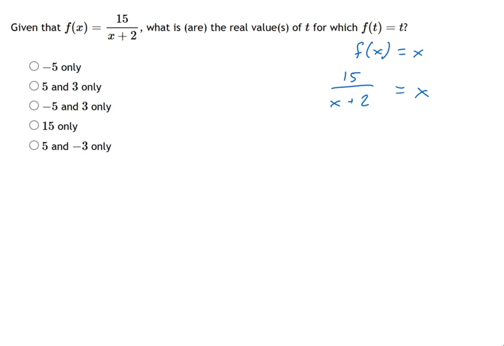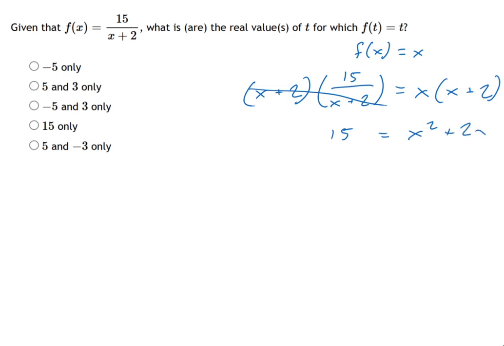Now can we solve this? I hope so. Hopefully you remember that you can multiply by the denominator to make the fraction go away, as long as you multiply both sides by the same thing. So those cross out. We get 15 equals x squared plus 2x. And if we do a little rearrangement, because this to me looks like a quadratic, and I know how to deal with quadratics, we're going to factor this thing. Okay, so that's 0 equals x plus 5, x minus 3.